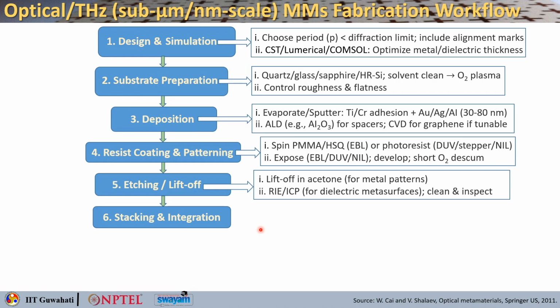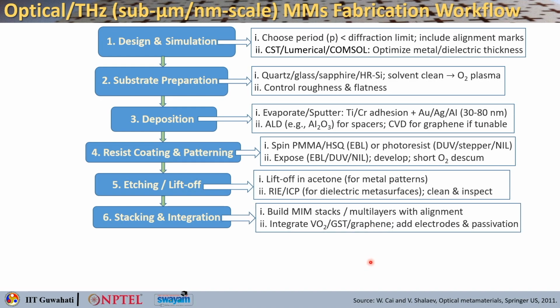Stacking and integration becomes the next step if you have a multi-layer structure as discussed before. If you build a metal insulator metal kind of a stack or any other multi-layer design, the alignment between the layers becomes very critical. Here, for functional integration, you add phase change materials like VO2, GST or graphene, and apply passivation layers for protection, and also add electrodes for external contact.